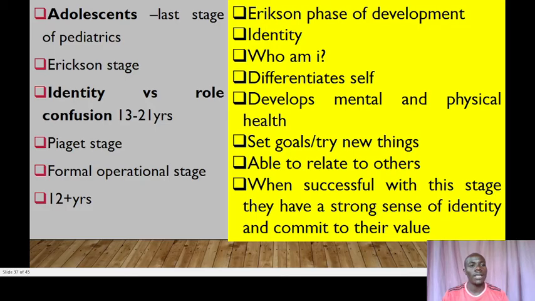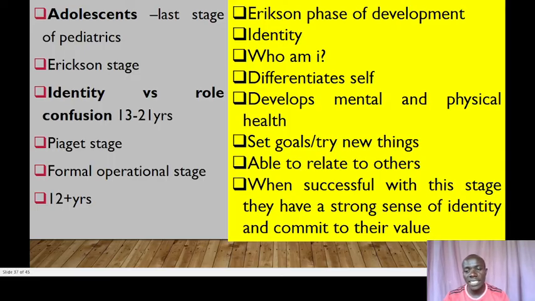So the next stage is adolescent. From the school age, we now have the adolescent. This is the last stage of pediatrics, as you know, and according to Erikson, we are working on identity versus role confusion. It happens between 13 to 21 years, and you have the Piaget stage, formal operations, 12 years plus. So in Erikson's phase of development, they want to identify themselves. Who am I? What differentiates myself from others? They want to develop mental and physical health. They set goals, try new things, and are able to relate to others.